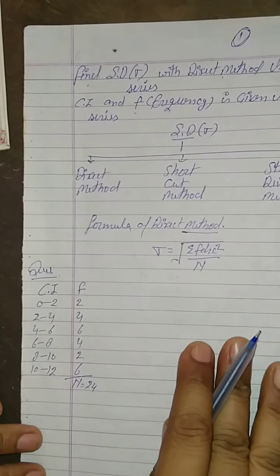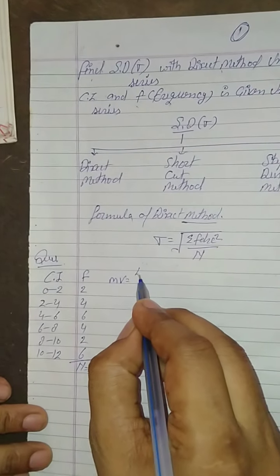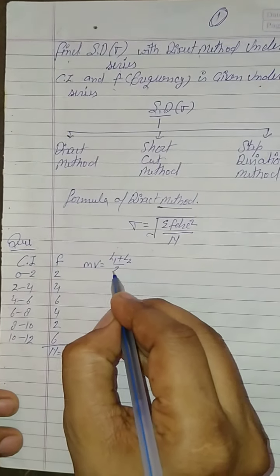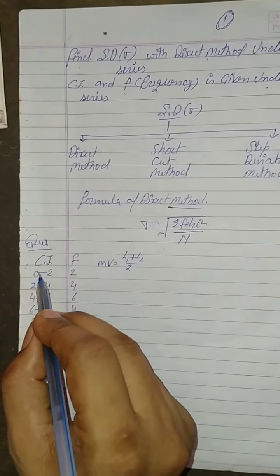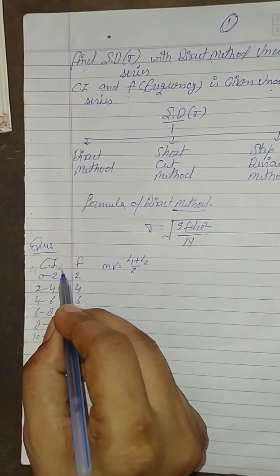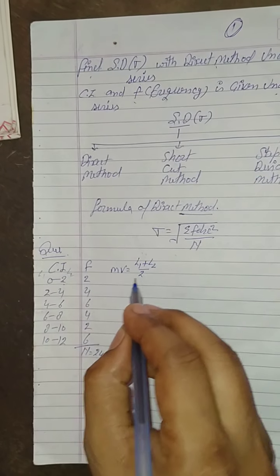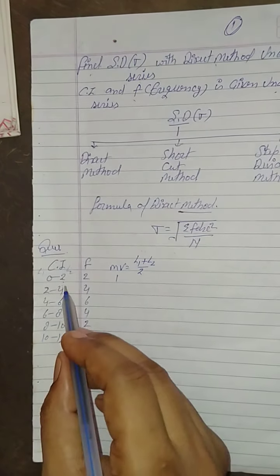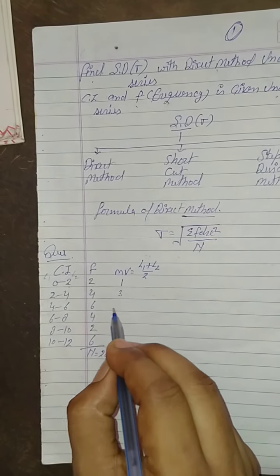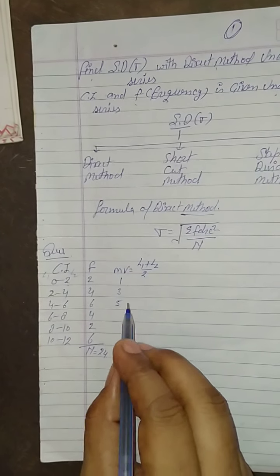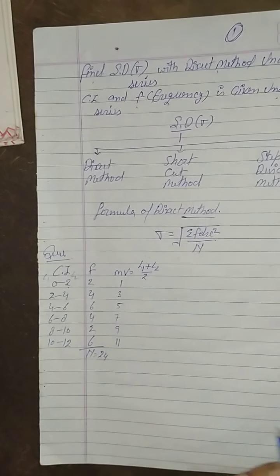Class interval and frequency are given. So under this question, first of all we will find out the mid value. The formula is L1 plus L2 divided by 2. L1 is your lower limit, 0, and L2 is the upper limit, 2. So 2 plus 0 is 2, divided by 2 will be equal to 1. And the difference is 2. So 1, 3, 5, 7, 9 or 11.